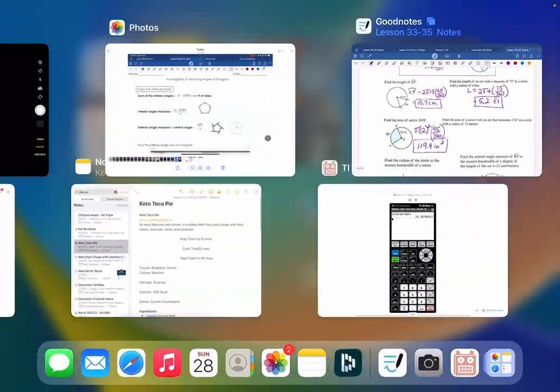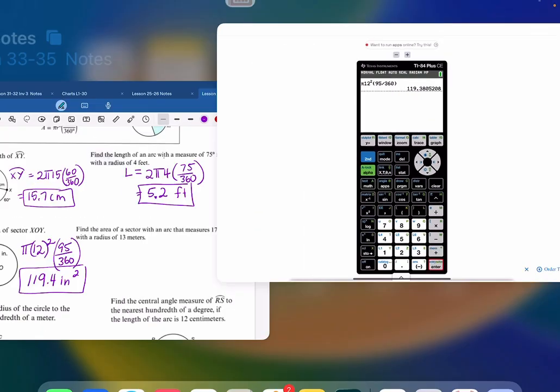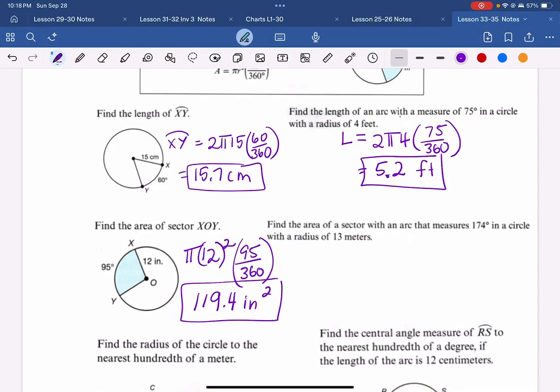So let's try that over here. We have pi 12 squared parentheses 95 divided by 360, 119.4 inches squared. Okay, why don't you pause the video and try to find the area of this word problem using this as your degrees and this as your radius.